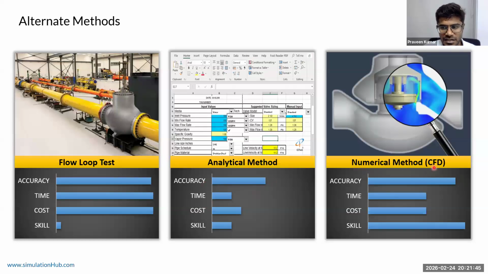So what happens with the numerical method? Yes, it is considerably less time and cost than the flow loop test. If you consider the design iteration part, accuracy is much, much better than any other methods, and it is closer to the flow loop test when done right. So when I say when done right, that's where the skill part comes in. So you need expertise and experience dealing with CFD simulations to get meaningful and accurate results out of CFD.